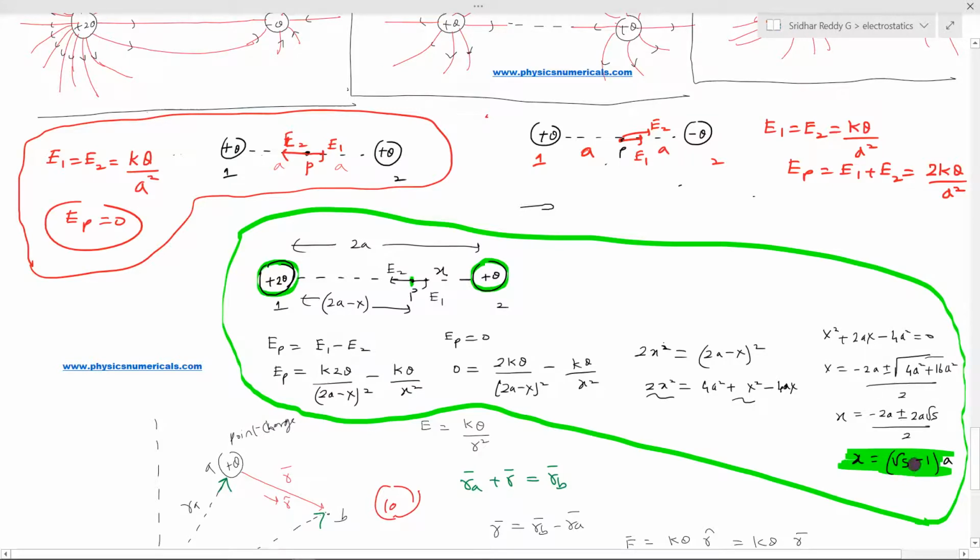So what is the position? The position I get is between the point charges, at a distance of root 5 minus 1 a from this point charge, where the field strength will be 0, not at the midpoint. For 2 identical point charges, exactly at the midpoint, the field strength will be 0. If 2q and plus q, the field strength will not be 0 at the midpoint.